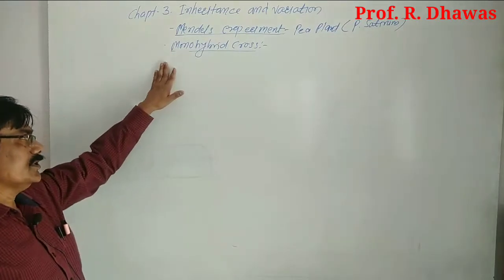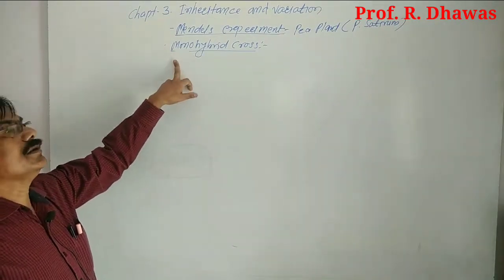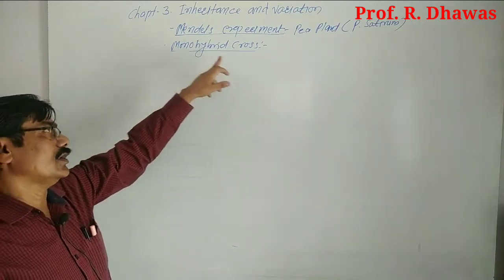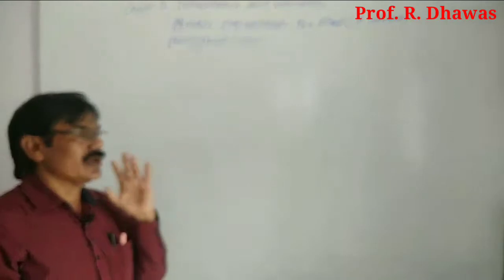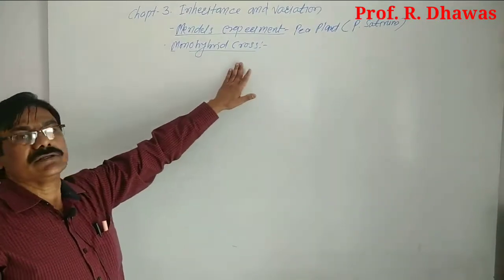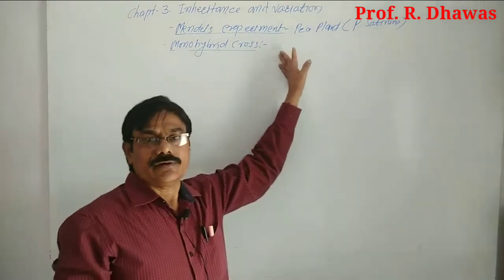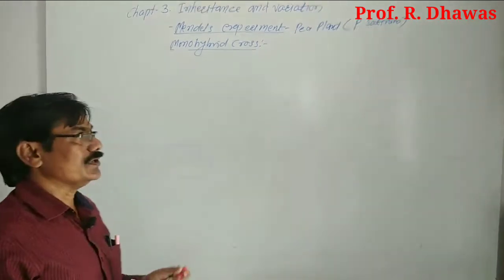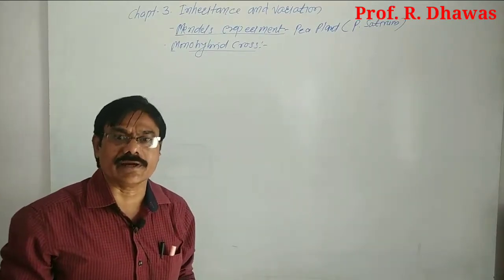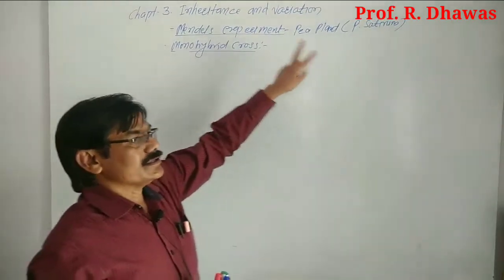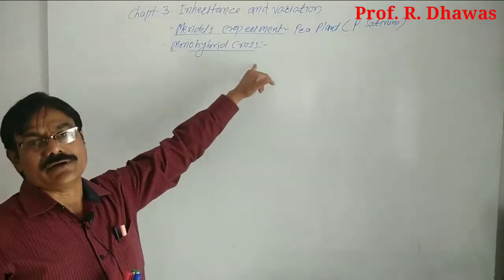He carried out the first experiment by considering a single pair of contrasting characters, which we call the monohybrid cross. So what is a monohybrid cross? A monohybrid cross is the cross between two parents considering a single pair of contrasting characters. Two parents considering a single pair of contrasting characters, that is known as the monohybrid cross.